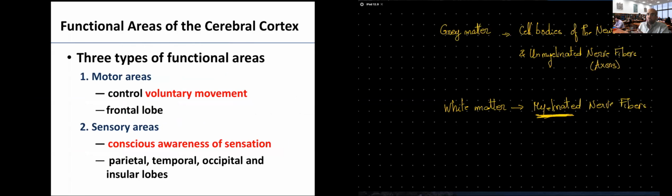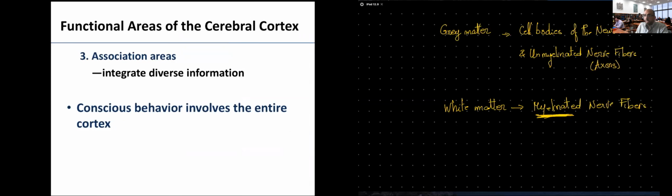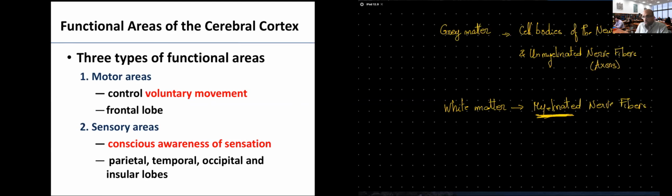We have three types of functional brain areas in the cerebral cortex. We have the motor areas, sensory areas, and the association areas. Motor areas, from the name, are the site for the initiation and the control of the voluntary movement. And those are located mainly in the frontal lobe of the cerebral hemispheres.